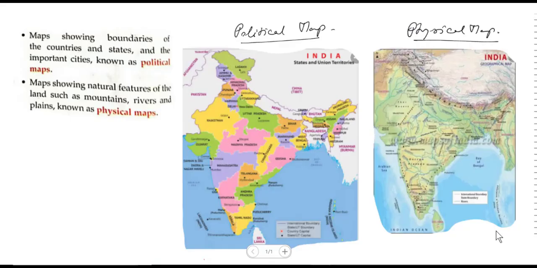The legend is the key to the map. So you can see the political and physical maps here. A political map shows boundaries of the countries, and physical maps are the maps that show land features such as mountains, rivers, and plains.